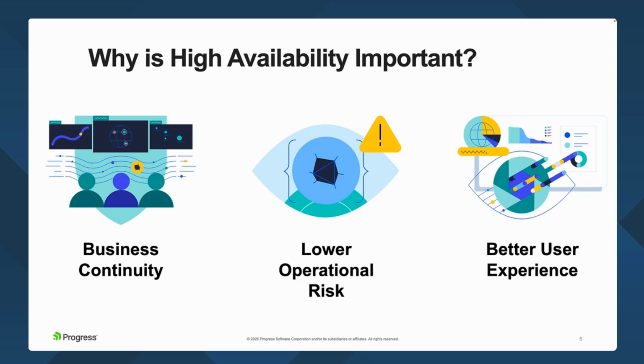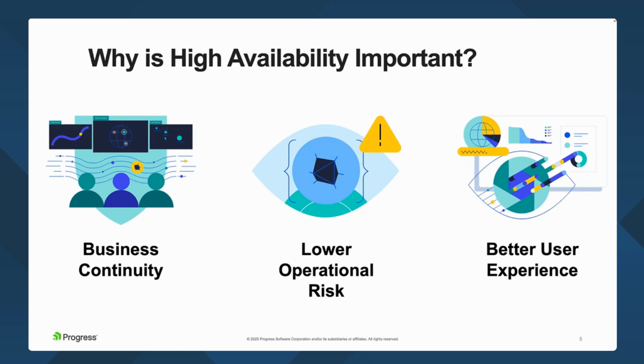And then finally, better user experience. Users, whether internal staff or external customers, expect fast, reliable access to services. High availability helps deliver that by minimizing downtime and maintaining consistent performance. So for systems administrators, this translates to fewer support tickets, better SLA compliance, and a reputation for dependable infrastructure. It also builds trust in IT operations and reduces friction across departments.